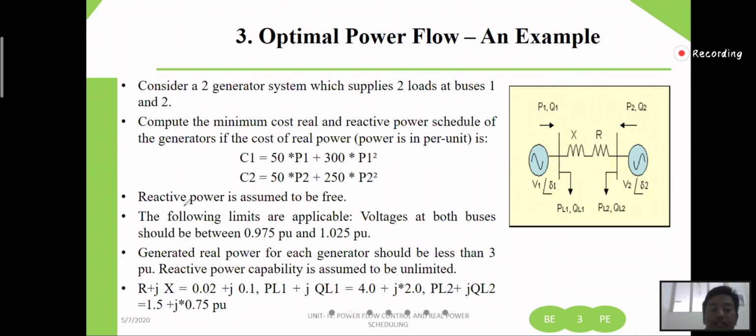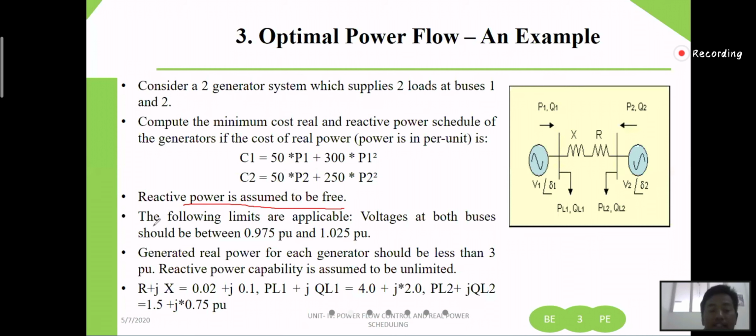Okay, then reactive power is assumed to be free, meaning whenever required it is supplied. But in the actual case it is not like that. But here in this problem, they are saying please try to find the minimum cost of the real and reactive power schedule. Okay, if generator 1 cost is given by C1 and generator 2 cost is given by C2, then assume that reactive power is free. Okay, whenever required it will supply the reactive power.